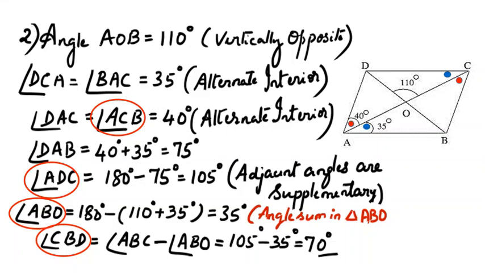Now, to find angle ADC, ADC is which angle? The angle of the quadrilateral or angle of the parallelogram. Parallelogram is quadrilateral, right? So it is angle of the parallelogram, ADC. Left top corner, that angle. That is 180 minus 75. Where from 75 came? 75 is full angle A.